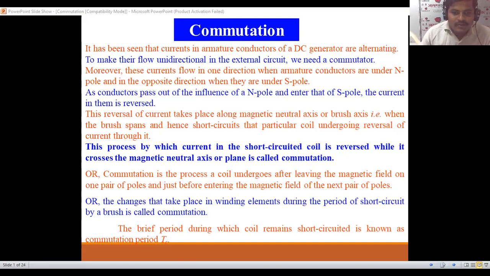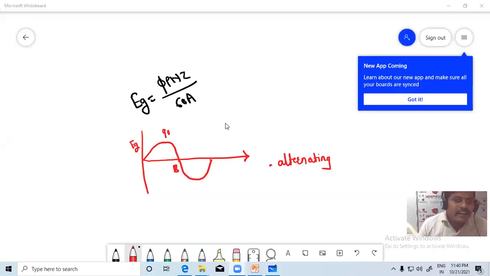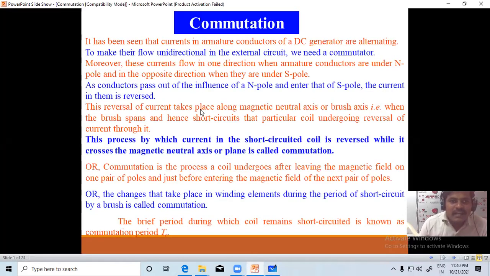The generated current of the generator is an alternating quantity. So this alternating quantity, or AC current, can be converted into DC by using a commutator. The commutator's function is to convert the alternating quantity, or AC current, into a DC current. This process is nothing but commutation.